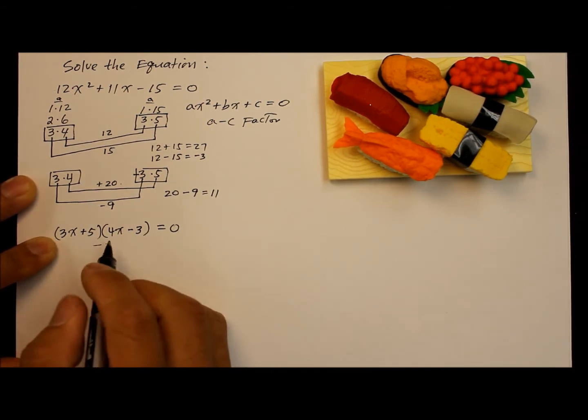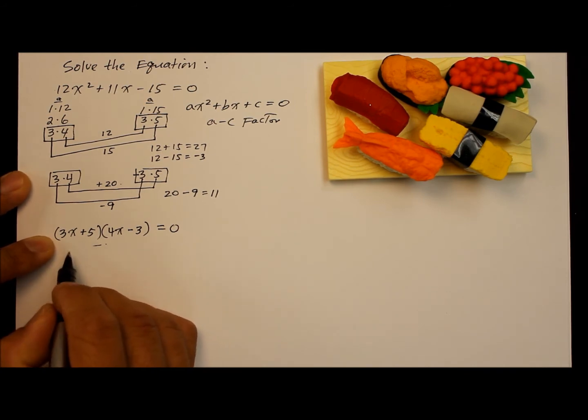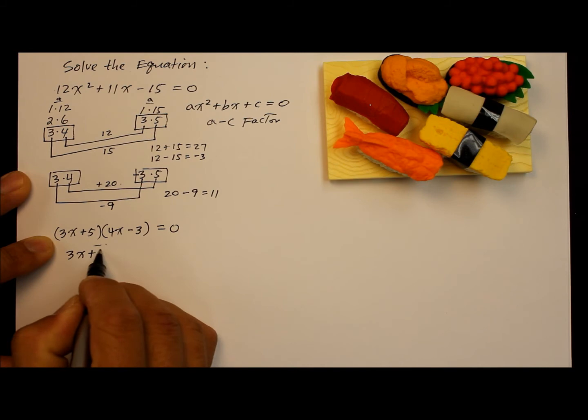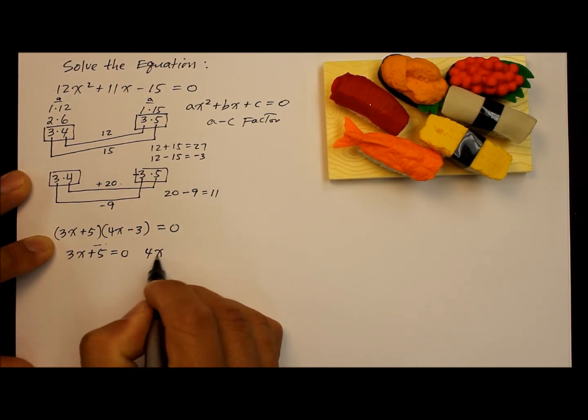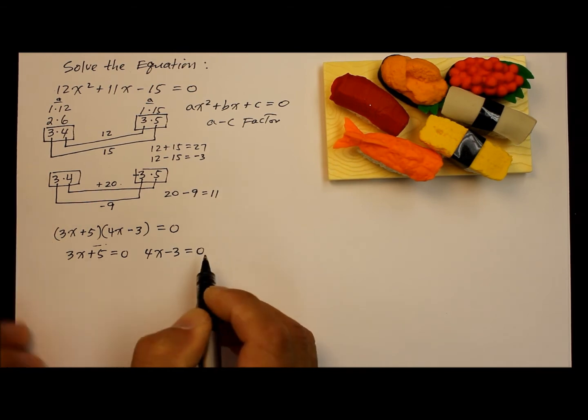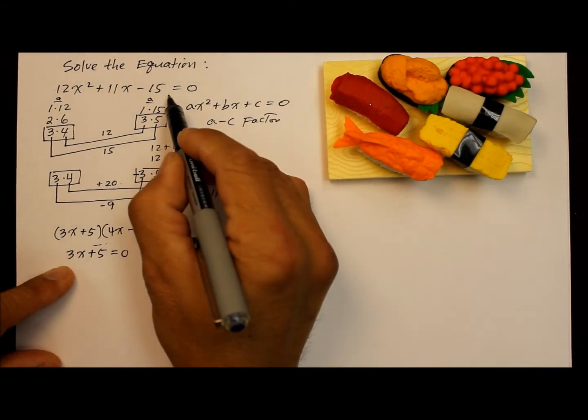Now we're going to solve it by using the zero product property. And what that means is set each of the binomials equal to 0. So the second is 4x minus 3. Let that equal 0. And that's what is going to make this statement equal to 0.